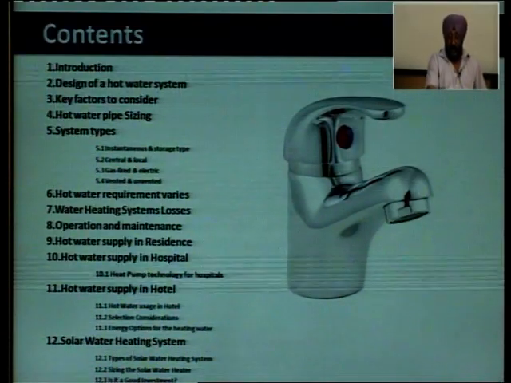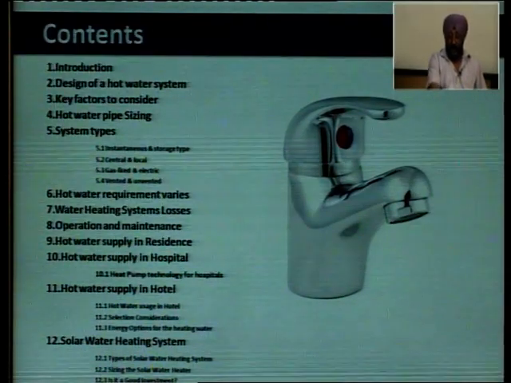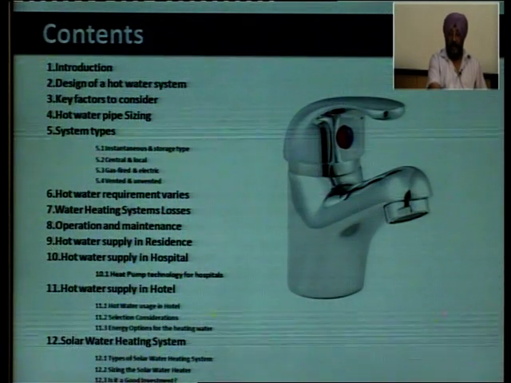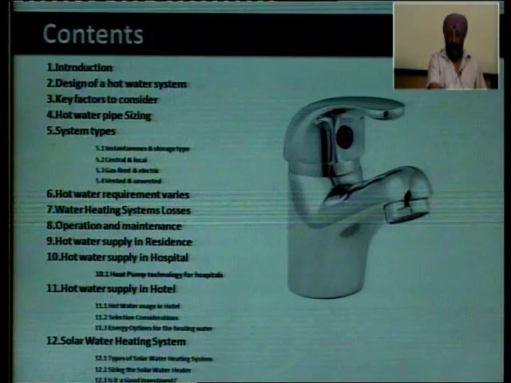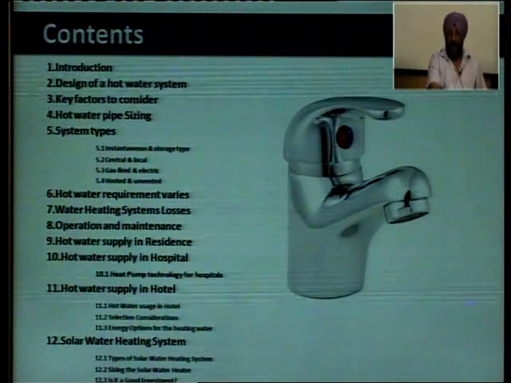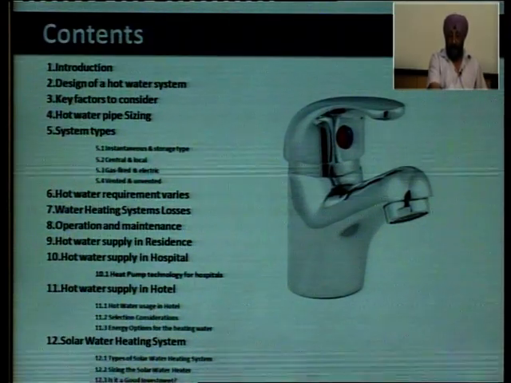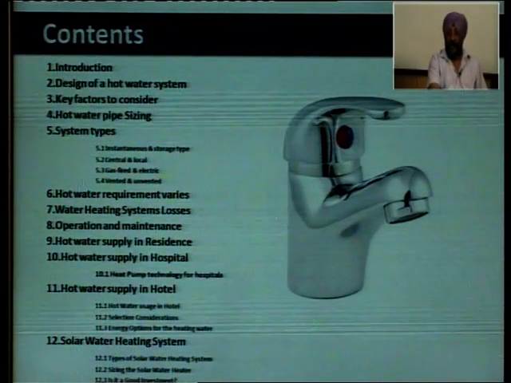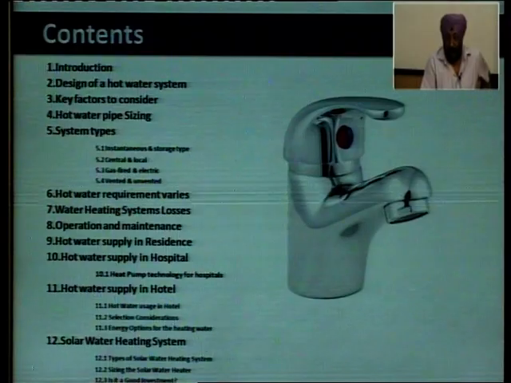So, please be aware, students, that it is a very important thing. A hot water supply system needs to be understood, needs to be designed, and today's presentation I hope will give you some idea about the basics, and then you can explore yourself in the books and on the internet, and become more wiser.